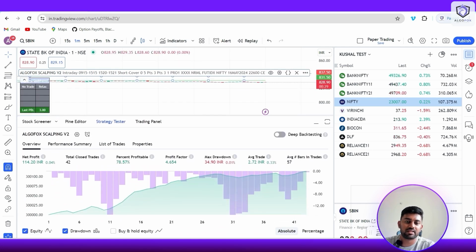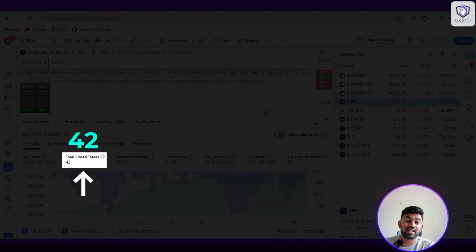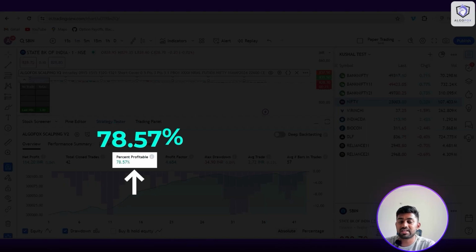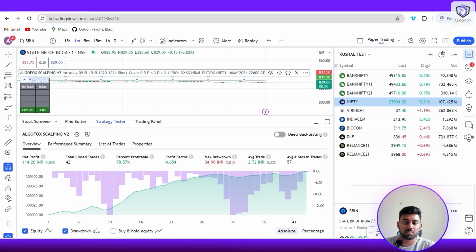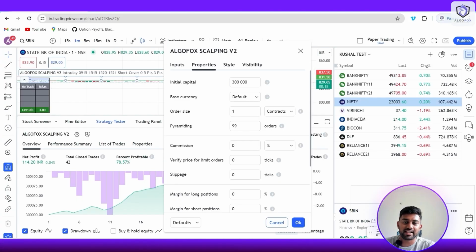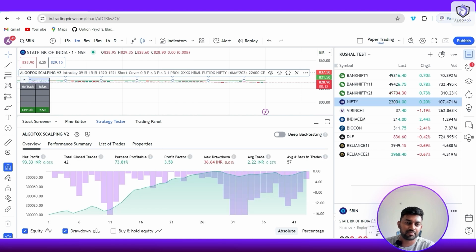And if I see the win rate, we got 42 trades. Win rate is 78.57% and profitability is 4.67. This is when I have not added any slippages, I guess. Yeah, so if I add slippages of maybe 0.03%, in spite of that, the win rate is quite good. The risk reward is also quite good.